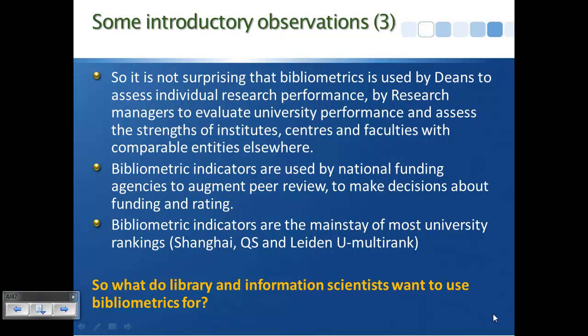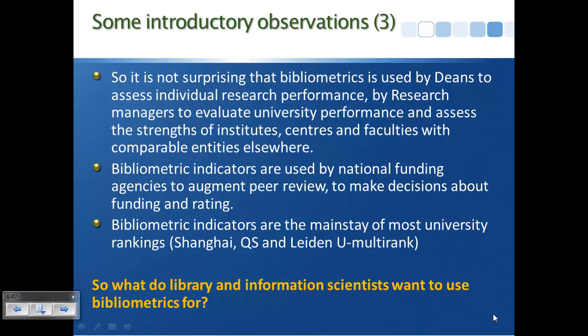And then I say, well, it's not a field-normalized H-index score, so it doesn't really mean much. And then you have a whole debate about the relative value of these measures. And the rankings, I mean, this is the Shanghai rankings, the QS rankings, the Leiden multi-rank.